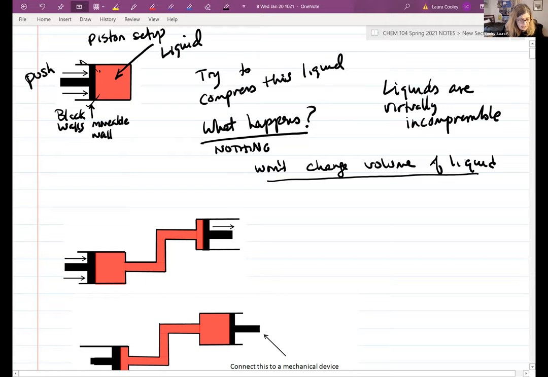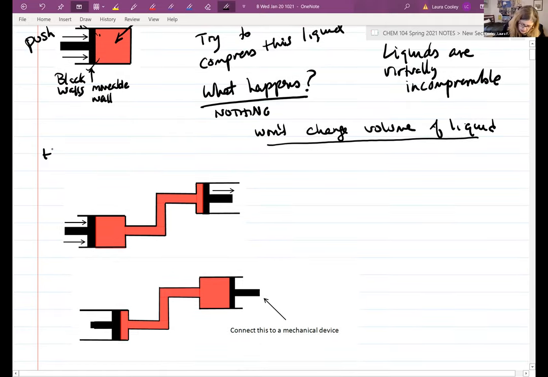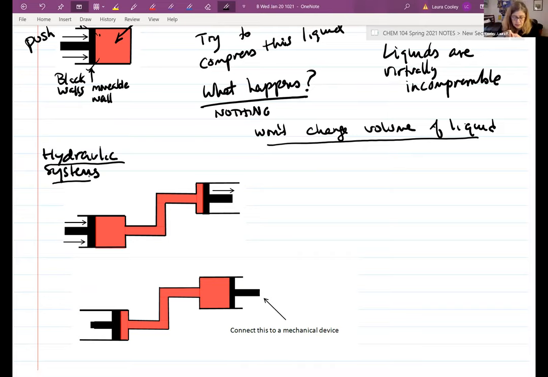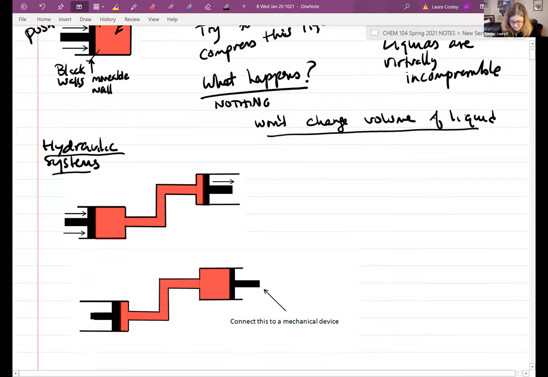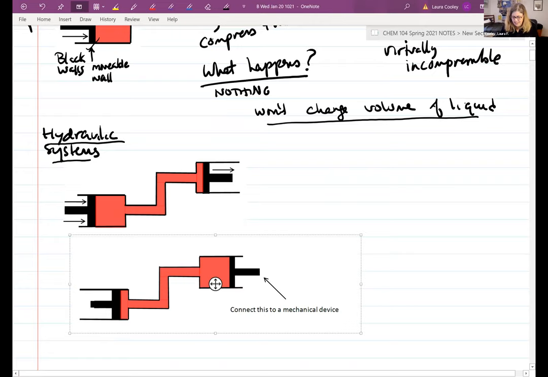So that's something that actually is used in hydraulic systems, which I don't have spelled here. Brian, it's great that you're participating, but don't do it to correct my spelling, okay? It doesn't really matter. And I think I spelled it right anyway.